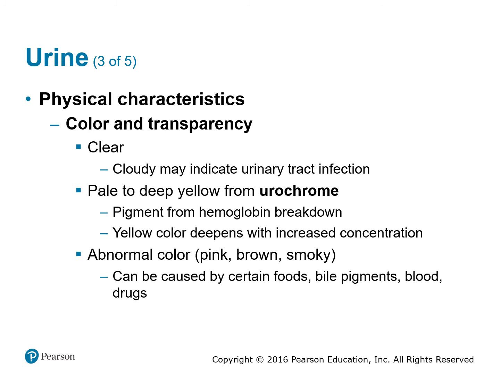So yellow color deepens with increased concentration. Abnormal color being pink, brown, smoky. This could be foods, right? So beets notoriously will discolor the urine pinkish red, right? Bile pigments, blood, drugs. Okay, different things can cause different aspects of weird looking urine. Maybe somebody eats asparagus and they can smell it in the urine later, the asparagine.